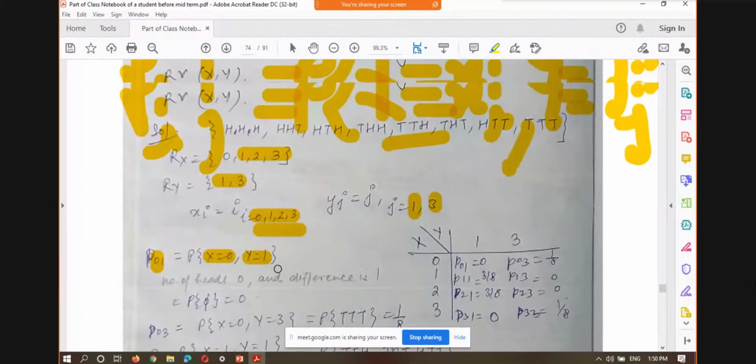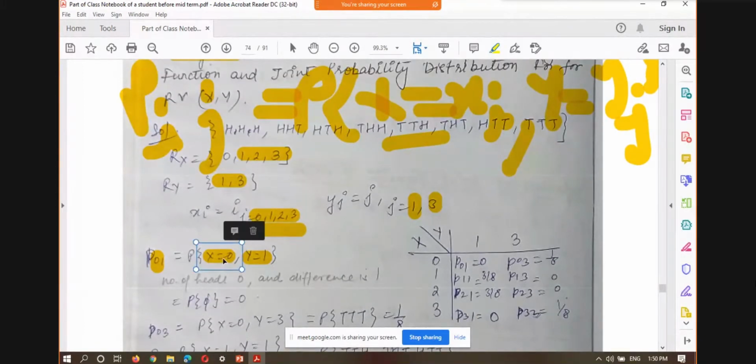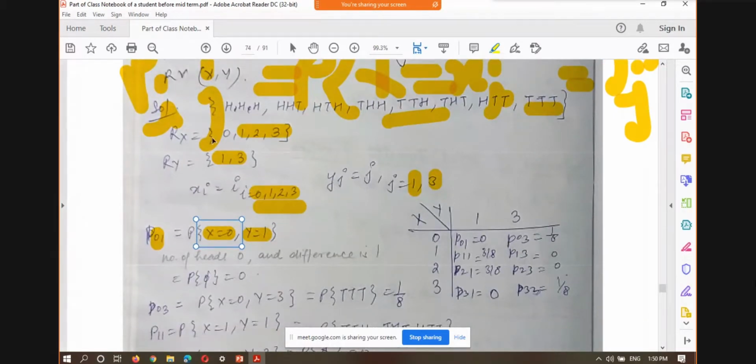So I have to find the intersection of the event in which the number of heads is 0 and the absolute difference is 1. There is only one event in which the number of heads is 0, but here the absolute difference is not equal to 1. So there is no such event where the number of heads is 0 and the absolute difference is 1. It's a null event, so its probability is 0. So I'm creating this table. For X equal to 0 and Y equal to 1, the probability P01 is 0.